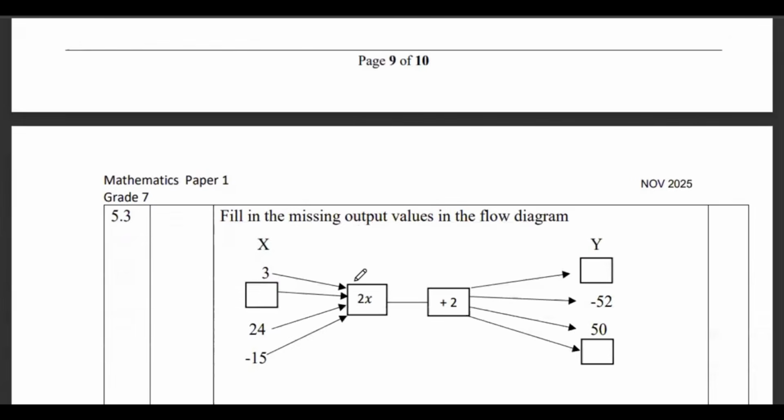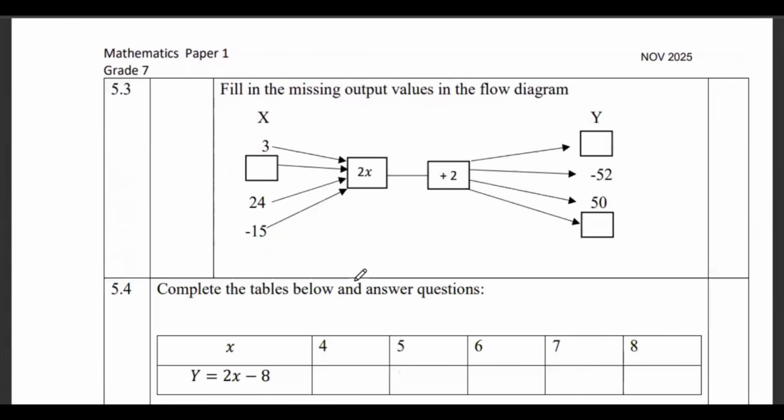And then they want us to find the missing numbers. Okay, it's a flow diagram. So twice x, meaning that we are multiplying by 2. This number here multiplied by 2, we add 2. So if it's a 3 times 2 is a 6 plus 2, we're going to have 8. You're saying 3 times 2 plus 2.